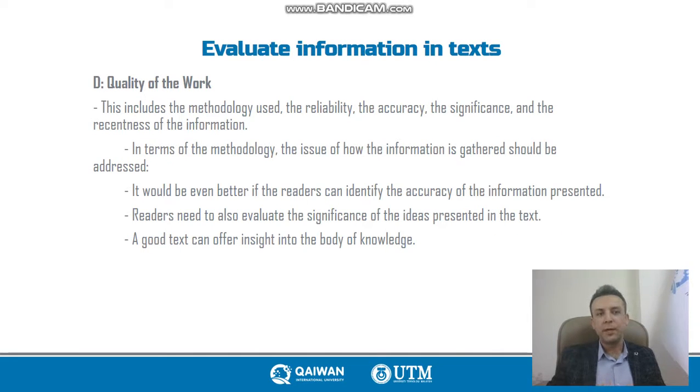The final element is the quality of the work. Well, the quality of the work itself includes some other elements. One of them is the methodology that is used. By methodology, we mean the method of doing the research. Like, for example, how you collect the information. We have different ways of collecting information.